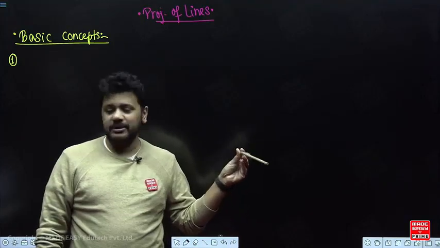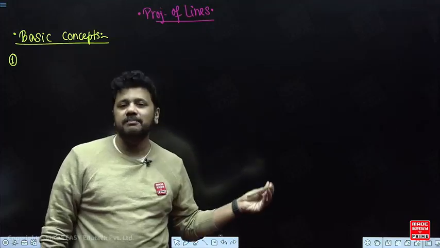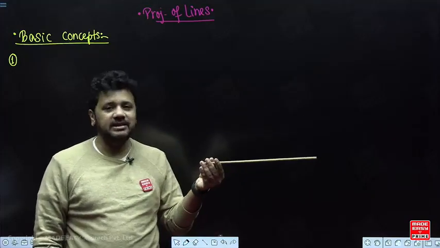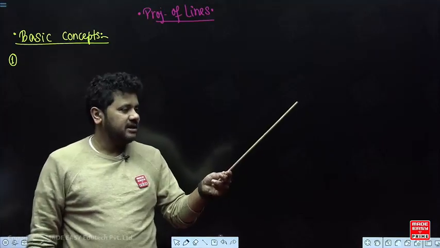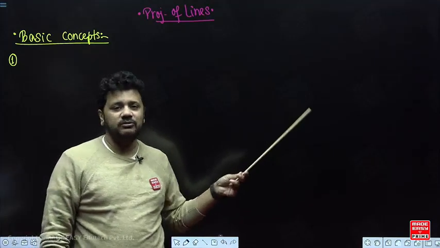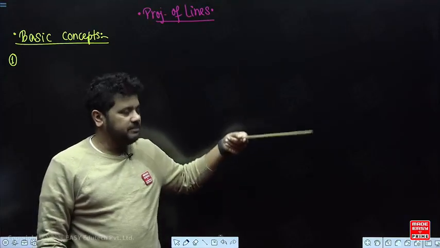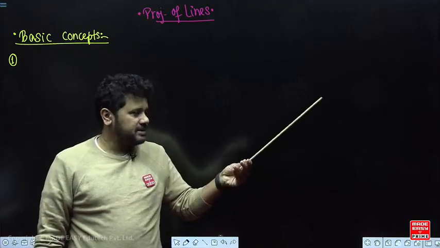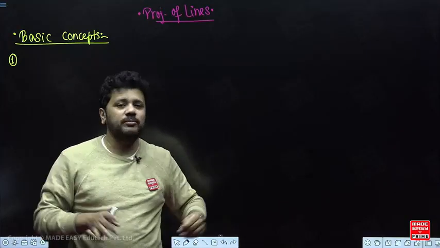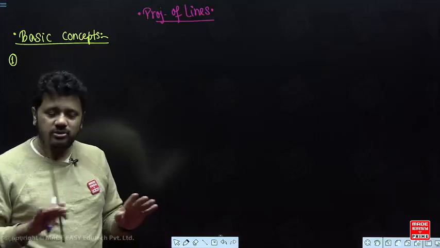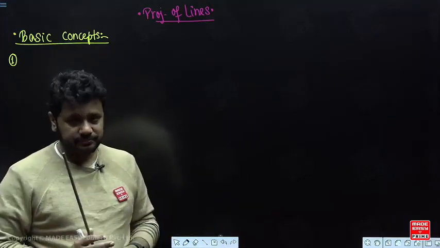If I keep the line like this, the line is perpendicular to VP and parallel to HP. If I place the line like this, the line is parallel to HP as well as VP. If I place a line like this, the line is inclined to HP but parallel to VP. If I place it like this, the line is inclined to VP but parallel to HP. And if I place it like this, the line is inclined to both VP as well as HP. So there are 6 combinations. We will discuss all the 6 combinations, so don't worry.